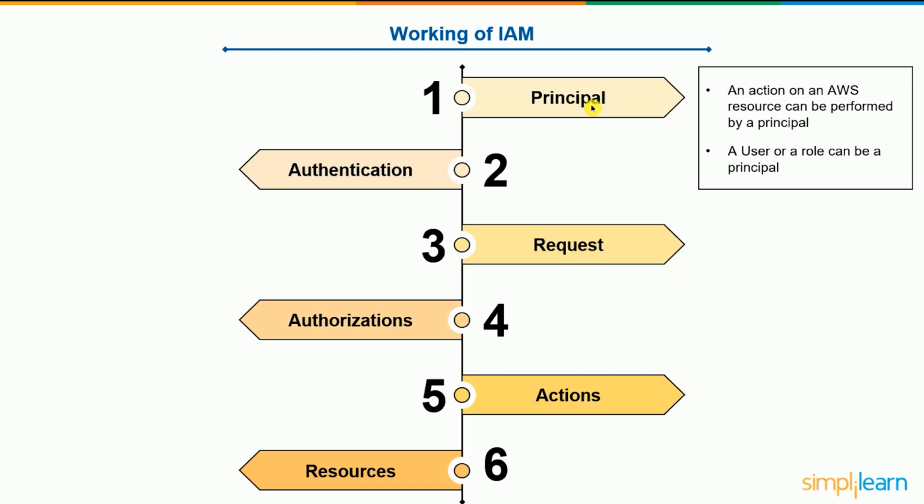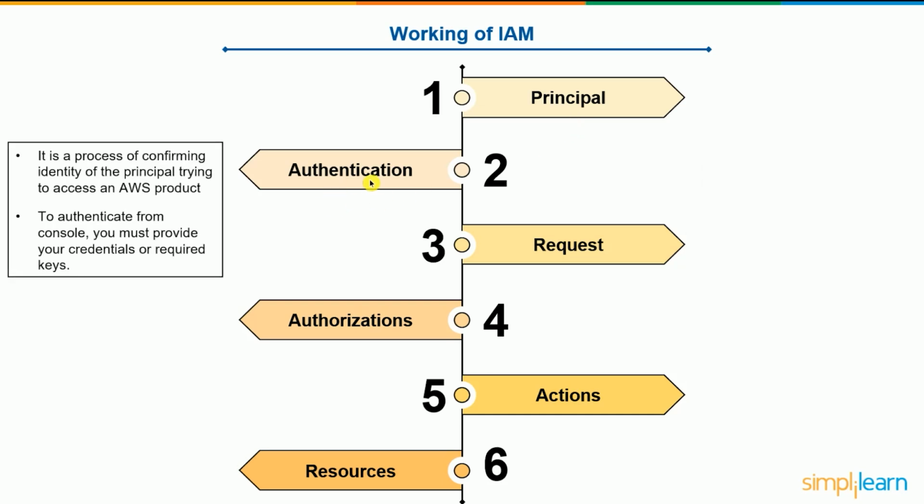Now, that could be a user, an IAM user. It could be even a service, or it could be a role. So we're going to take a look how principals need to be specified inside IAM policies. Authentication. So authentication is exactly how it sounds. Who are you?